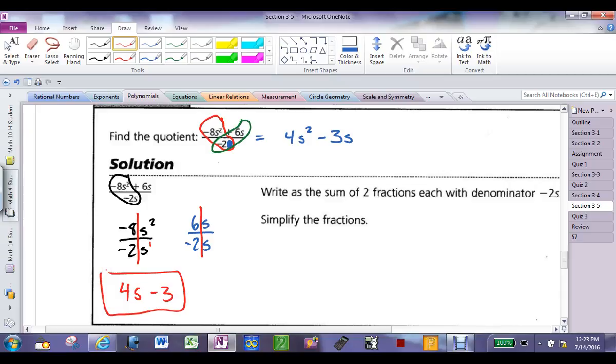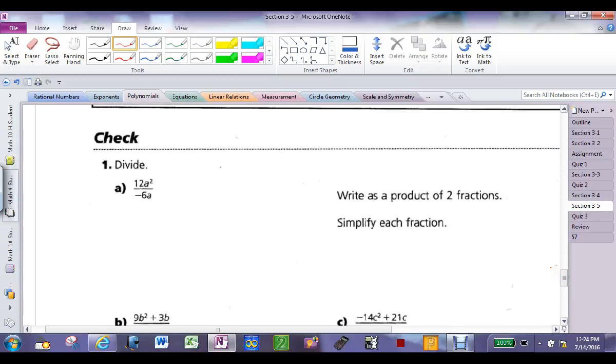Does everybody get it? Okay? Please notice that we have to know our exponent laws if we're going to do polynomials. Right? Because polynomials can have exponents. If we don't know our exponent laws, we're not going to be able to do polynomials. So what have I got here?